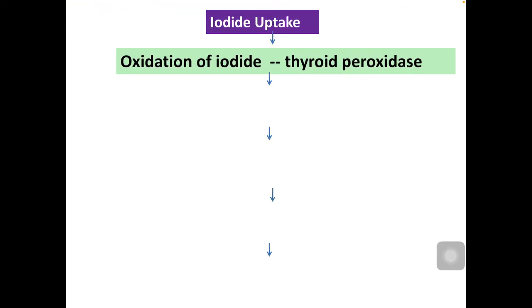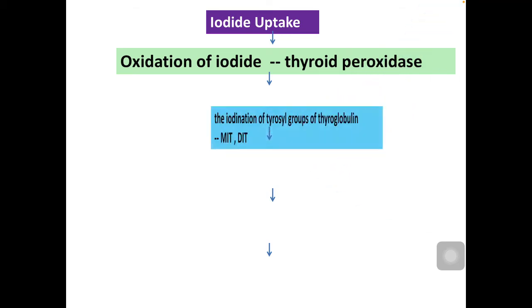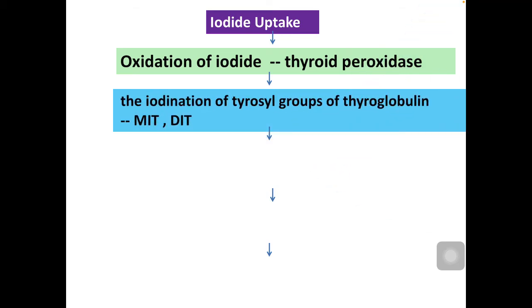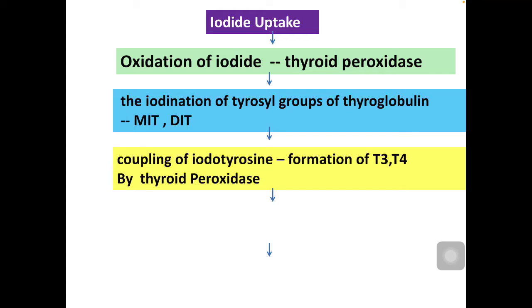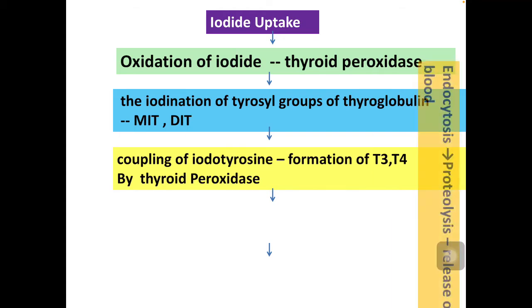Okay, so again in a flowchart manner I have shown the steps that are involved in synthesis, storage and release of the thyroid hormones. So first step, iodide uptake. Second step is oxidation of iodide by the enzyme thyroid peroxidase. Third step is iodination of tyrosyl groups of thyronine to produce mono and diiodothyronine. Next is coupling reaction, that is formation of T3 and T4.